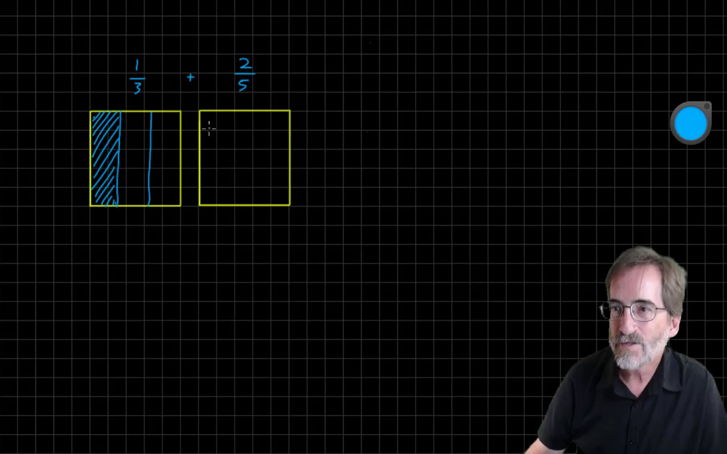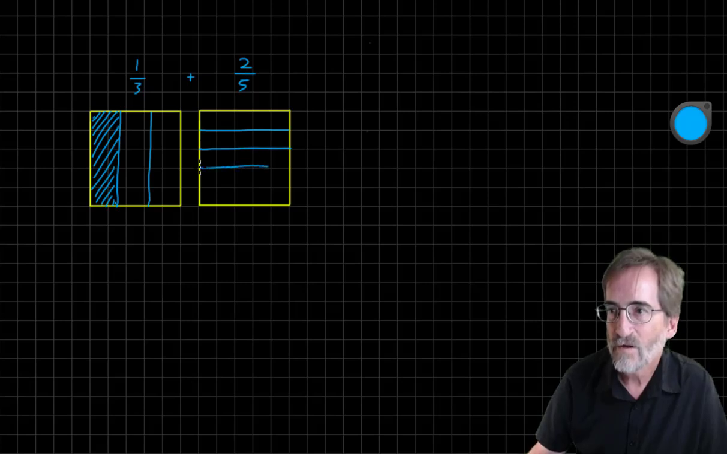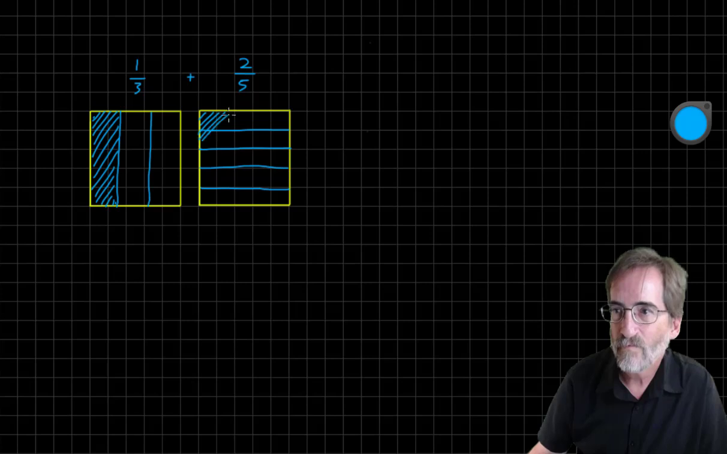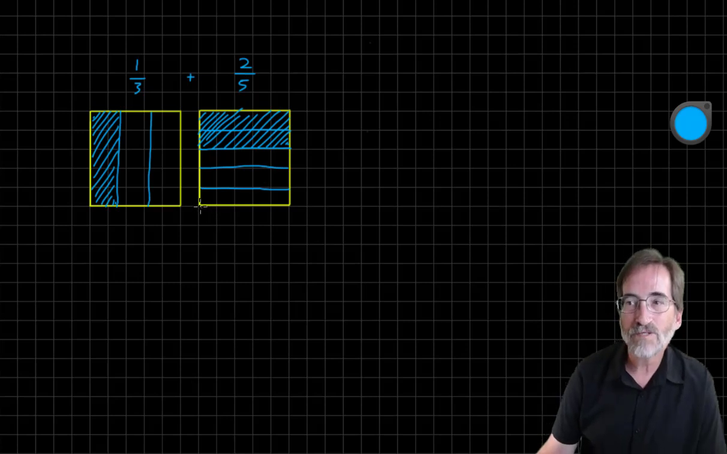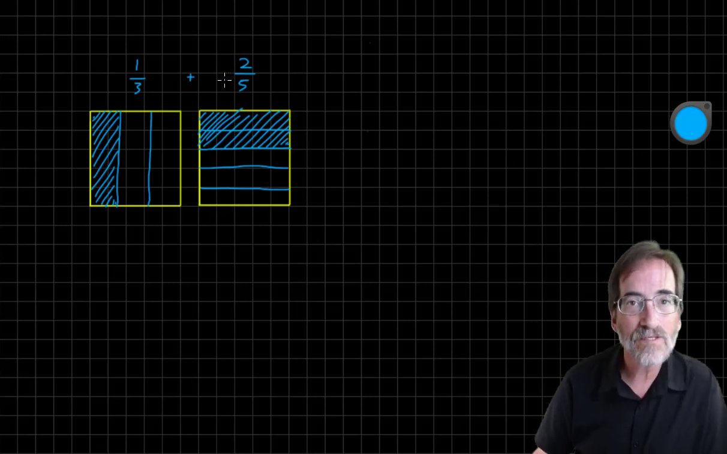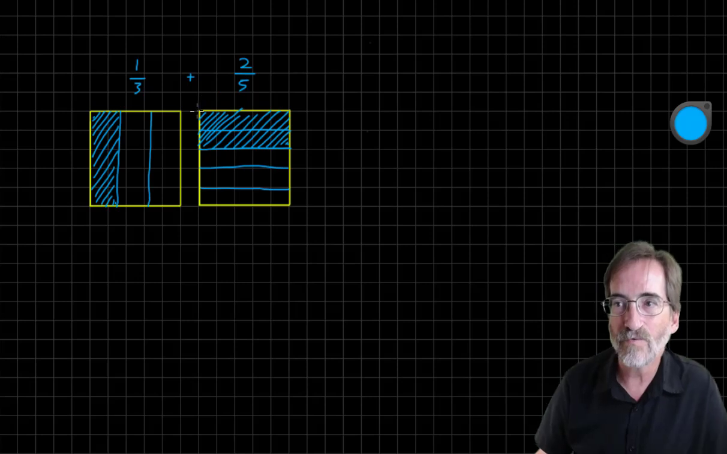All right, 2/5. I'm going to divide this horizontally, and I'm going to divide it evenly into fifths. And I'm going to shade 2 of them. Okay, so that represents 2/5. What kind are they? They are fifths. How many are there? There are 2 of them.